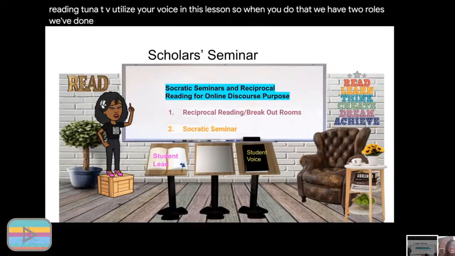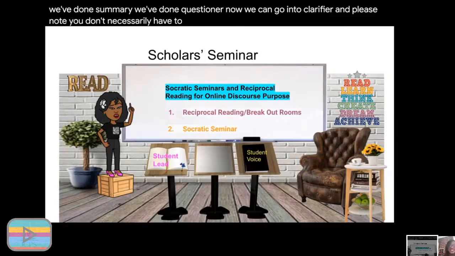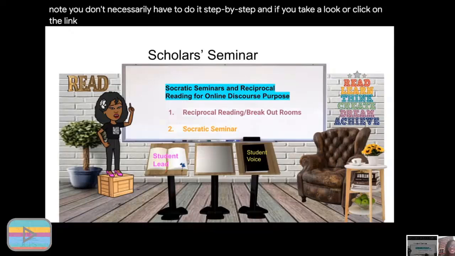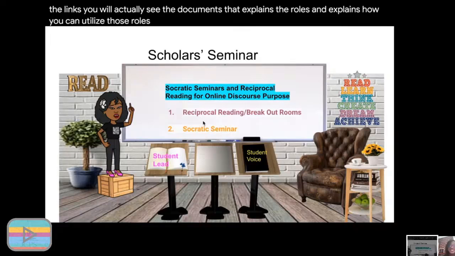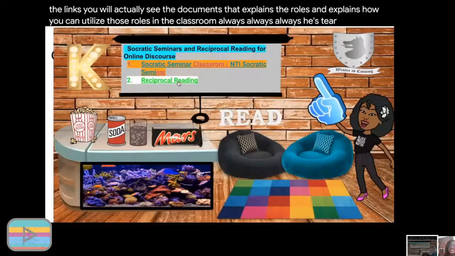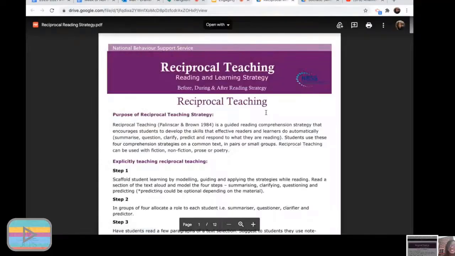So when you do that, we have two roles. We've done summary, we've done questioner. Now we can go into clarifier. And please note, you don't necessarily have to do it step by step. And if you take a look or click on the links, you will actually see the documents that explain the roles and explain how you can utilize those roles in the classroom. Always, always, always tier your roles or conduct your roles based on your students, okay?